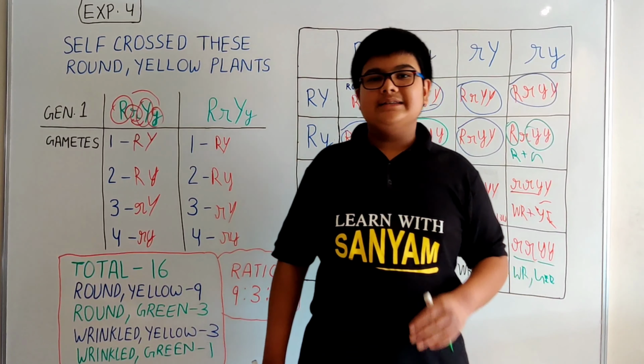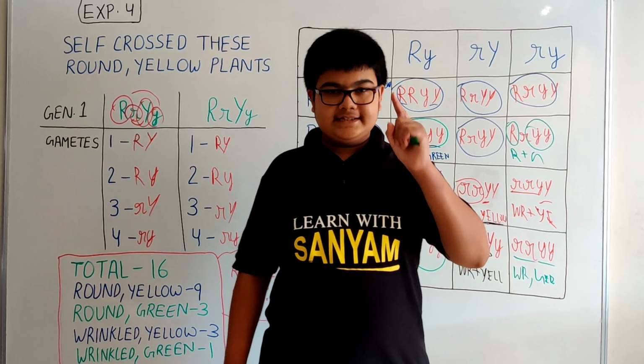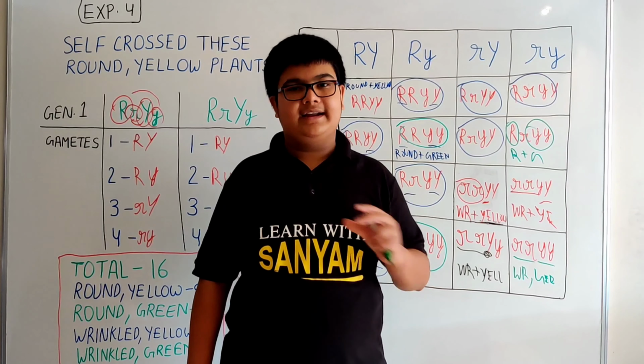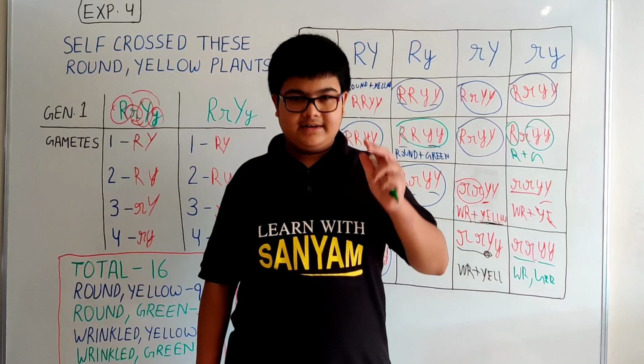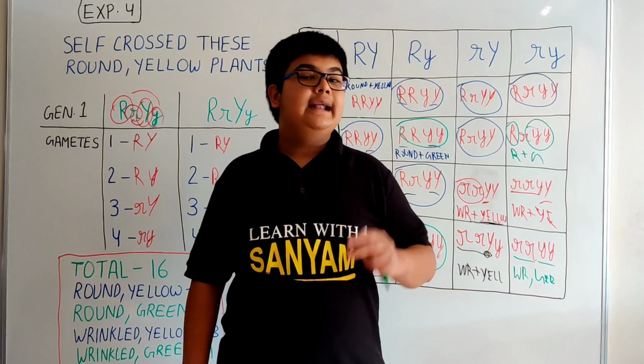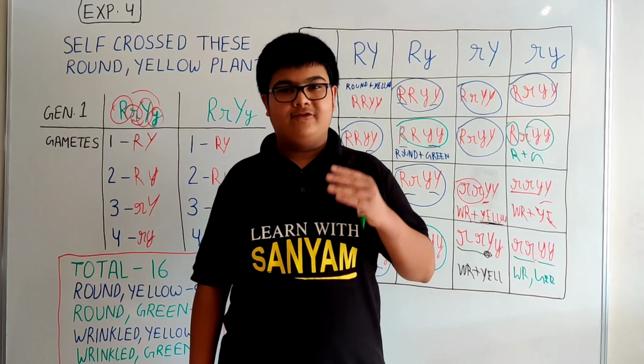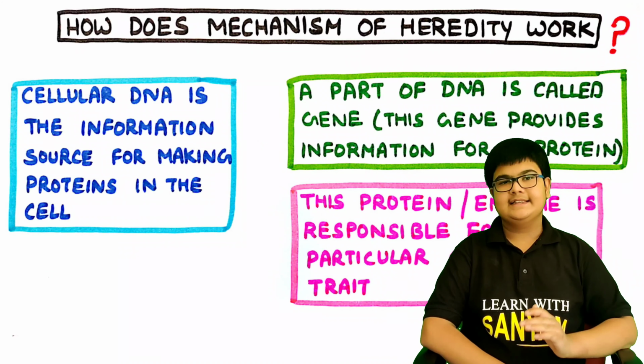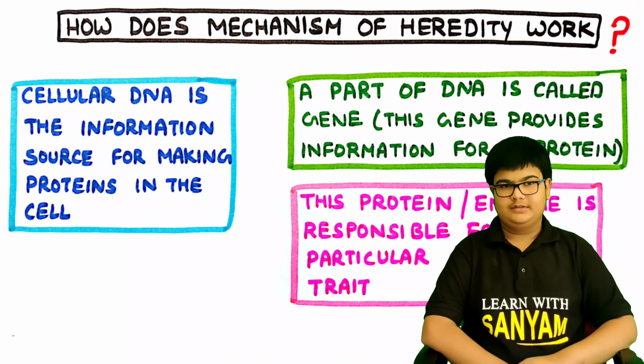So from this we can conclude that a single copy of the dominant gene is enough to give the dominant character, but if the recessive character has to be followed, then both copies of that gene have to be present. Now let's discuss how this mechanism of heredity works.